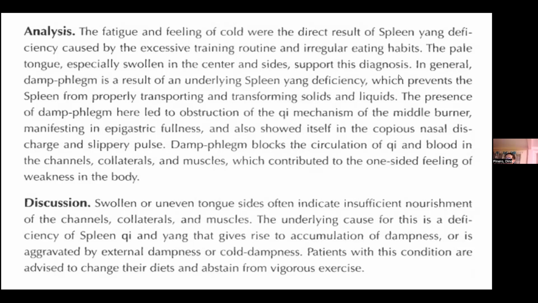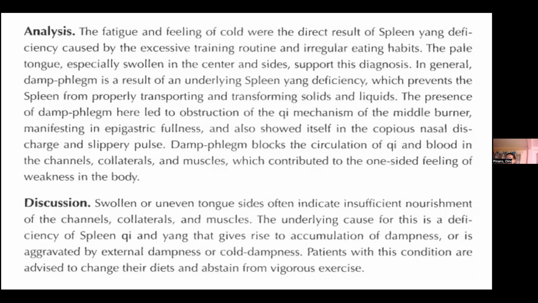In general, damp phlegm is a result of an underlying spleen deficiency, which prevents the spleen from properly transporting and transforming solids and liquids. The presence of damp phlegm here led to obstruction of the qi mechanism of the middle burner, manifesting in epigastric fullness, and also showed itself in the copious nasal discharge and slippery pulse. The damp phlegm blocks the circulation of qi and blood in the channels, collaterals, and muscles, which contributed to the one-sided feeling of weakness in the body.